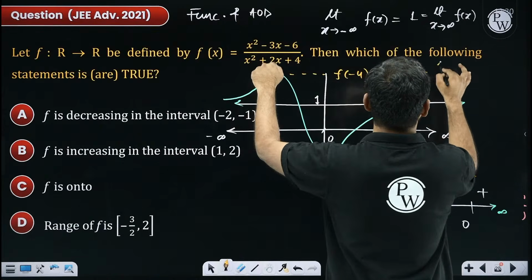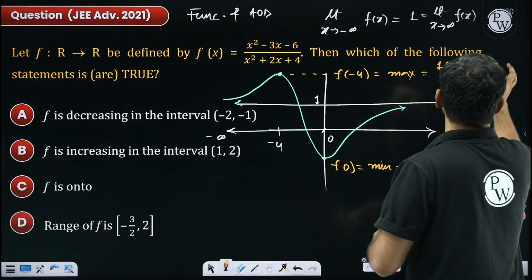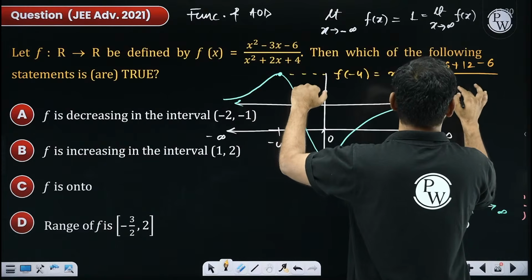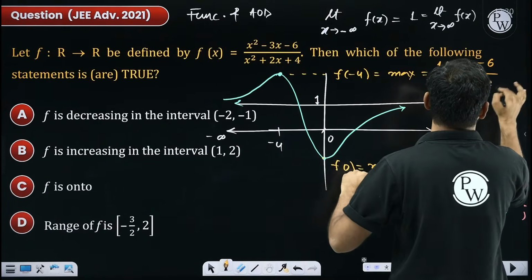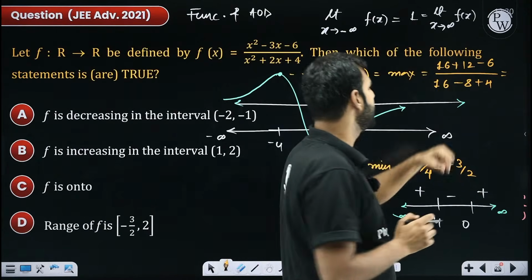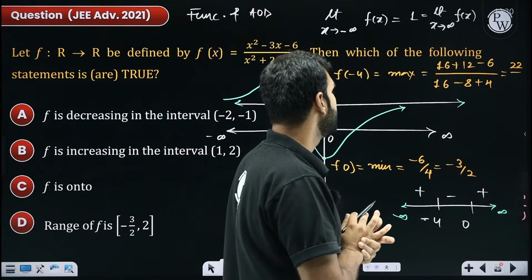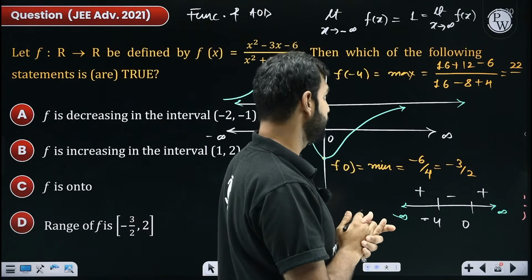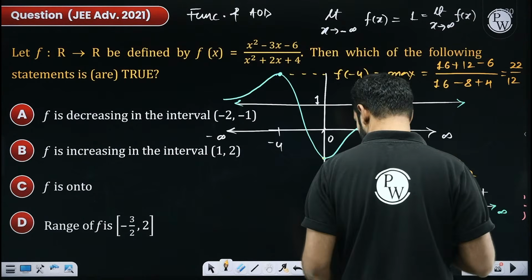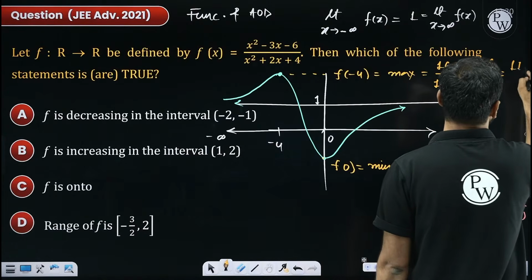Minus 4 square is 16. Minus 4 into 3, that's plus 12. And this is minus 6 divided by minus 4 square, which is again 16. Minus 4 into 2 is minus 8, plus 4. So what I get finally here is 16 plus 6, that is 22. Correct me if I'm wrong. And 16 minus 4 is 12, which is clearly 11 by 6. So this value here should be 11 by 6.